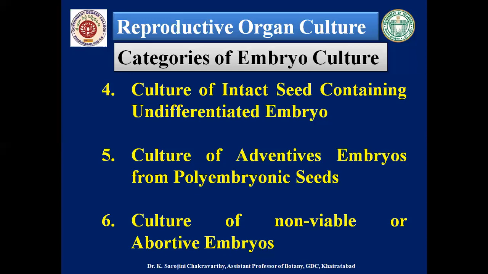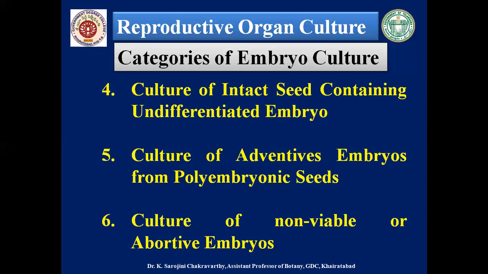Next is culture of adventive embryos from polyembryonic seeds. Mostly we see polyembryonic seeds in citrus fruits, that is lemons, oranges, etc. In polyembryony, the zygotic embryo is produced from the egg cell, as we know. But sometimes additional embryos are produced from nucellar tissue in polyembryonic seeds of citrus plants. Such additional abortive embryos can be exploited through this culture for clonal propagation. So this is one more application of embryo culture.